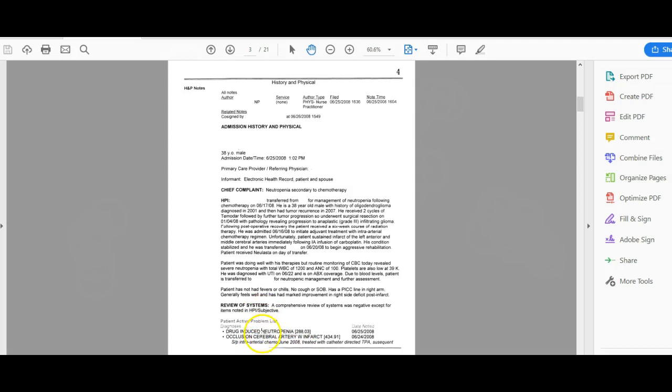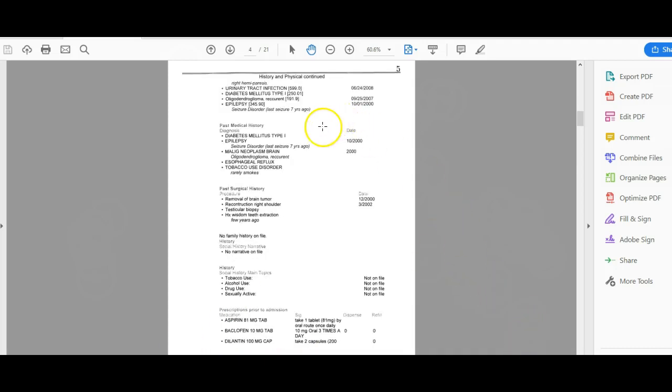And then it gives us his active problem list, which is that neutropenia and the cerebral artery infarct. Then it gives us the UTI that the patient had, tells us that he has diabetes type 1 and epilepsy. And remember, when we're coding, we want to code chronic conditions. So epilepsy and diabetes are definitely important, definitely things that just don't go away. So you're always going to code those chronic things in an inpatient setting.